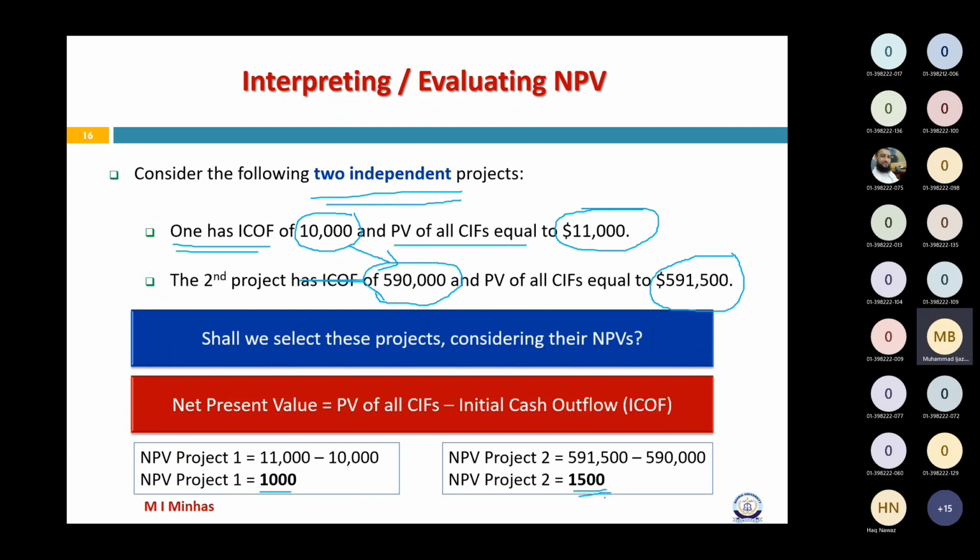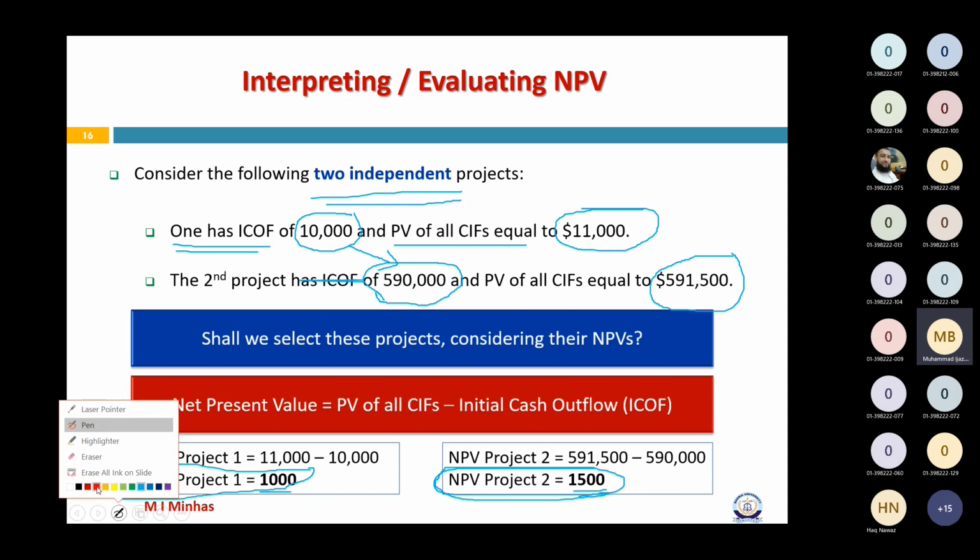So if I consider the net present value only, obviously I will select the second project, right? But considering the net present value in this scenario would be a blunder. Because the initial investment is too big actually.